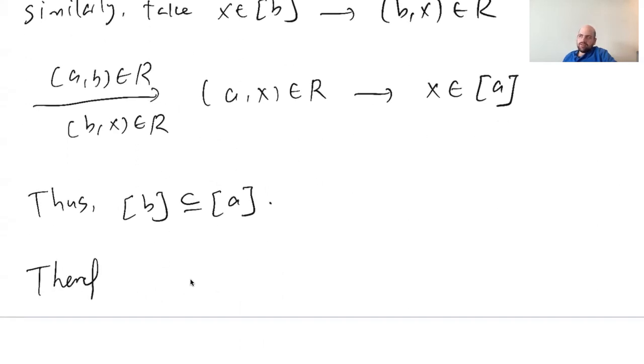So these two together mean the equivalence class of A is equal to the equivalence class of B. And we are done for this part, because if the equivalence class of A is a subset of the equivalence class of B and the equivalence class of B is a subset of the equivalence class of A, then those two equivalence classes must be equal.